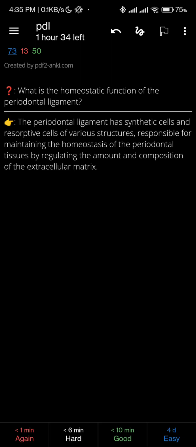It may be associated with fibroblasts producing collagen and also degrading it by secreting enzymes. Periodontal ligaments have synthetic cells and resorptive cells responsible for maintaining the homeostasis of the periodontal tissues by regulating the amount and composition of the extracellular matrix.